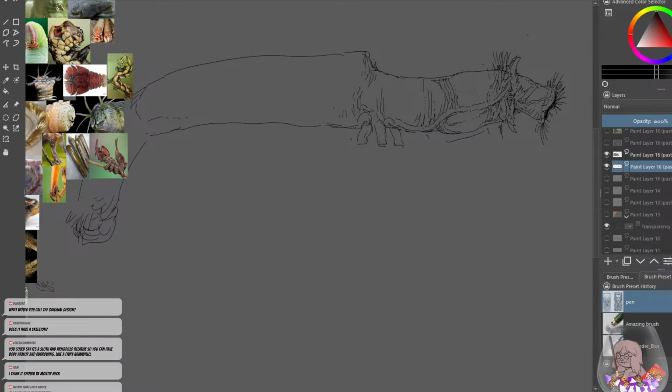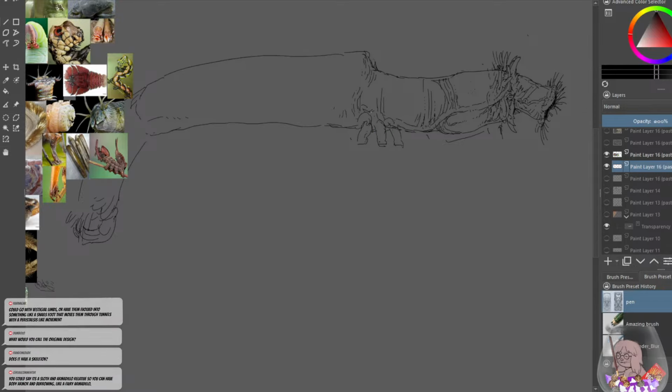What would you call this? Well, we already have a name for it that I think is absolutely perfect. A person in the chat came up with it last stream. I forgot their name, sadly. But it was gimlet worm. These things are called gimlet worms, and that's the most perfect name for them.